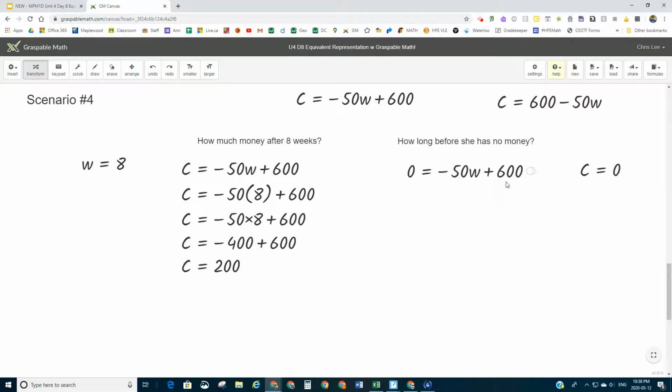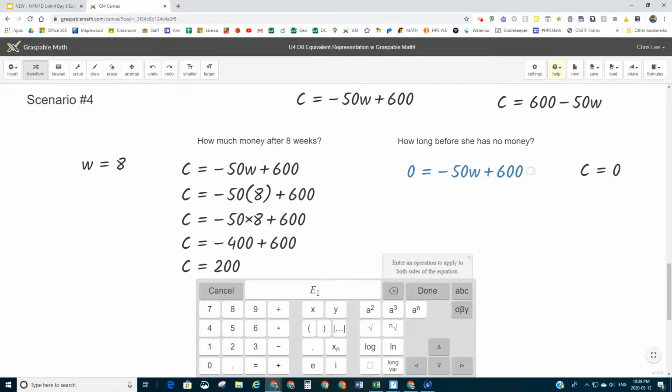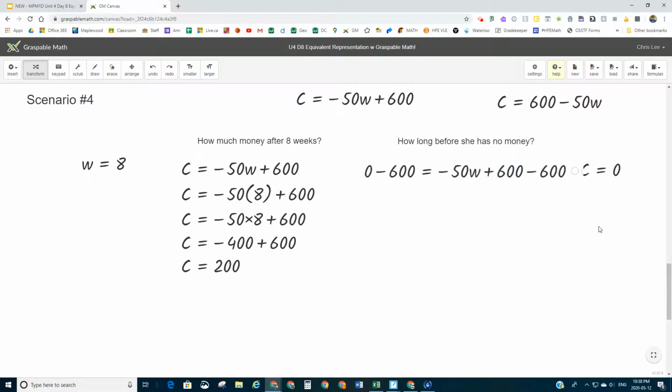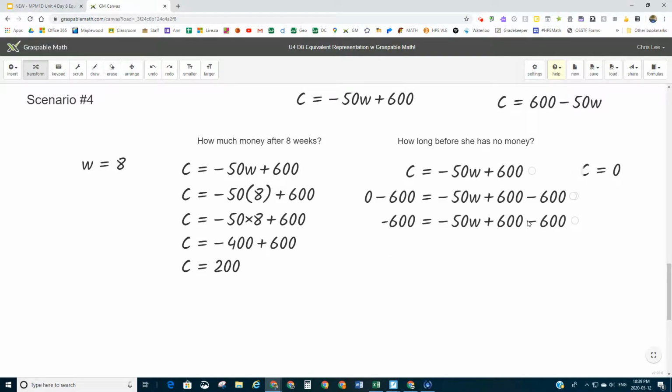And now, if I want to isolate for W, I have to get rid of the 600. So I'm going to push equals, hold it down until it pops up. There we go. I need to subtract 600 from both sides. Push done. There it is. I'll move this down so it's on the next line. Let's perform the operation. Well, if I have 0 and I subtract 600, that's going to get me negative 600. And on this side, of course, 600 minus 600 is that. So you see, that time it did both steps in one.